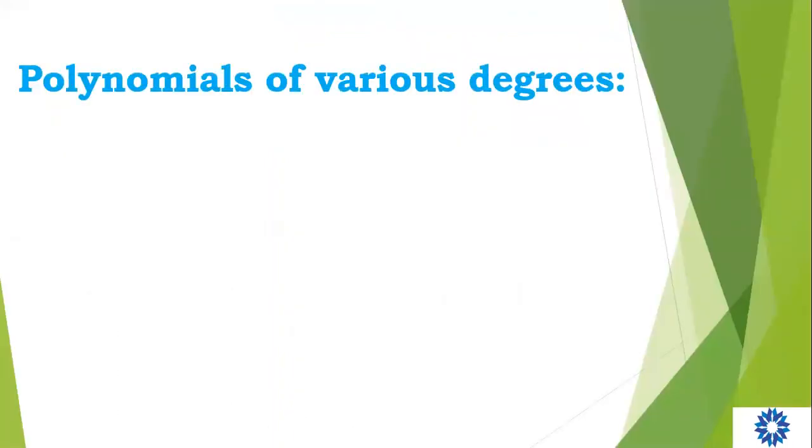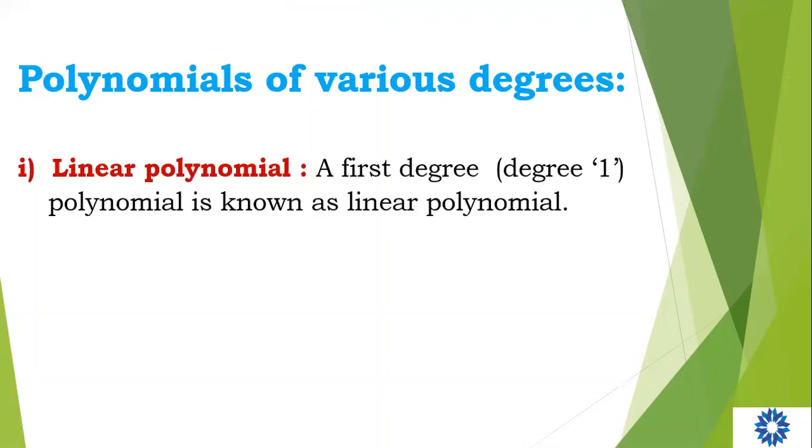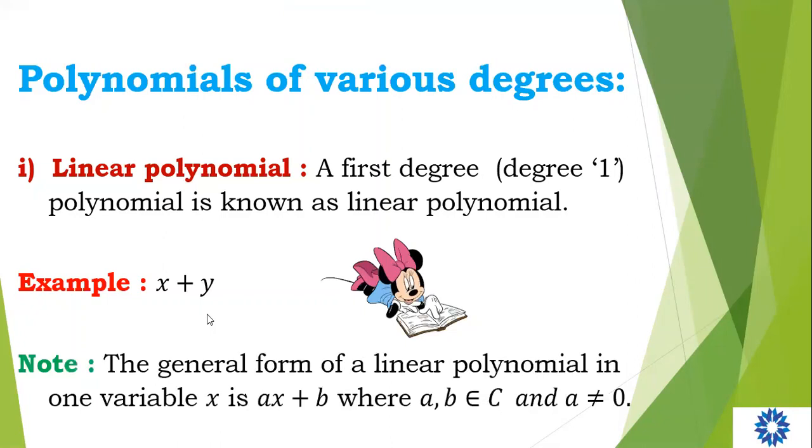Polynomials of various degrees. Linear polynomial, if degree 1, linear polynomial. If you observe, x power, nothing is there, 1; y also power 1. The general form of a linear polynomial in one variable x is ax plus b, where a and b are numbers.